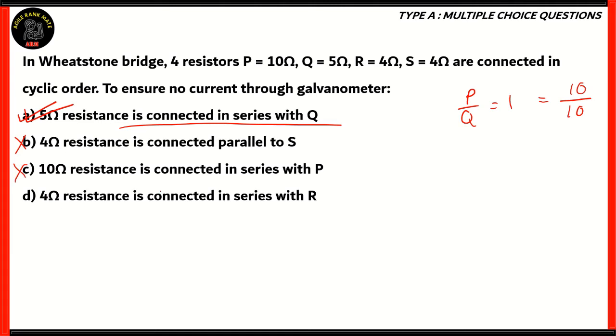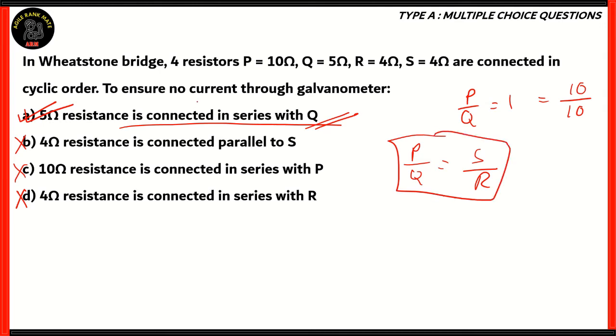If 4 ohm resistance is connected in series with R, that would increase R, which would make it 4 over 8, which would make it 1 over 2 instead of 2. So that's also wrong. So all the other options are incorrect because they skew the order. They do not give the relation that P by Q equals S over R. The only option that does is option A, 5 ohm resistance is connected in series with Q. And we need to make sure that P by Q equals S by R in order to make sure that no current passes through the galvanometer in the Wheatstone bridge.